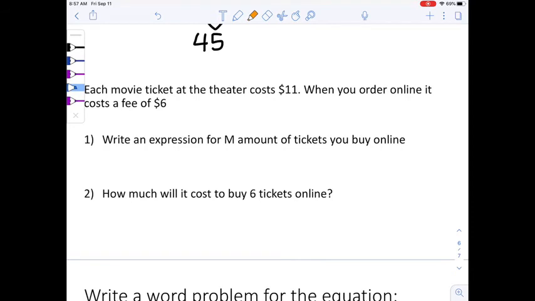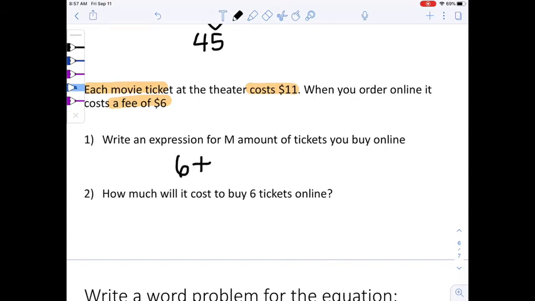Next problem says each movie ticket at the theater costs $11. So each movie ticket costs $11. When you order online, it costs a fee of $6. Write an expression for M amount of tickets you buy online. Okay, so we're talking here about a one-time fee of $6 when you pay online.